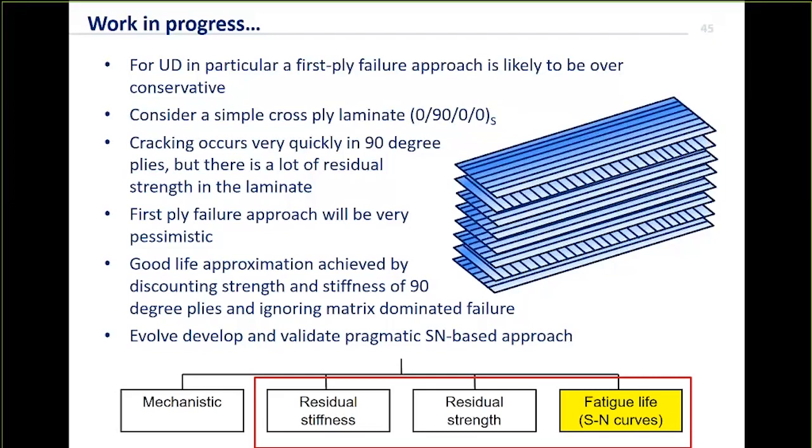So kind of what you're doing here is you're taking the basic SN approach and you're starting to introduce elements of the residual stiffness and strength modeling approaches. That's kind of the line that we're taking.